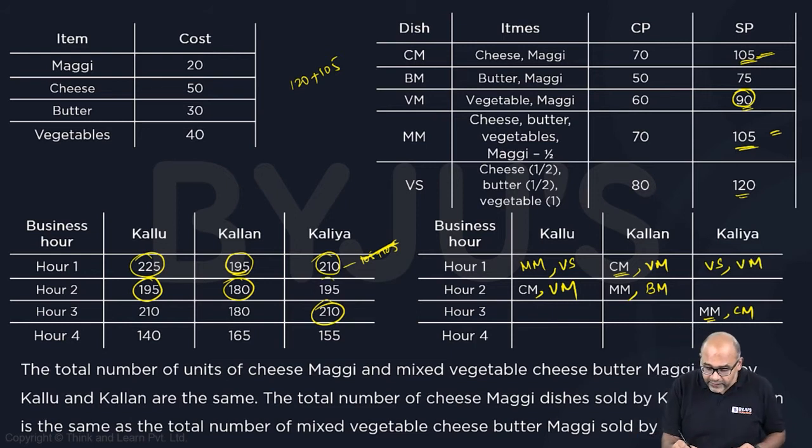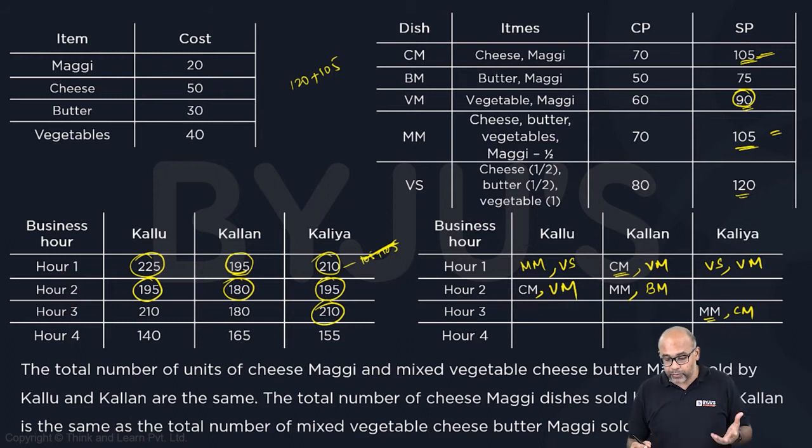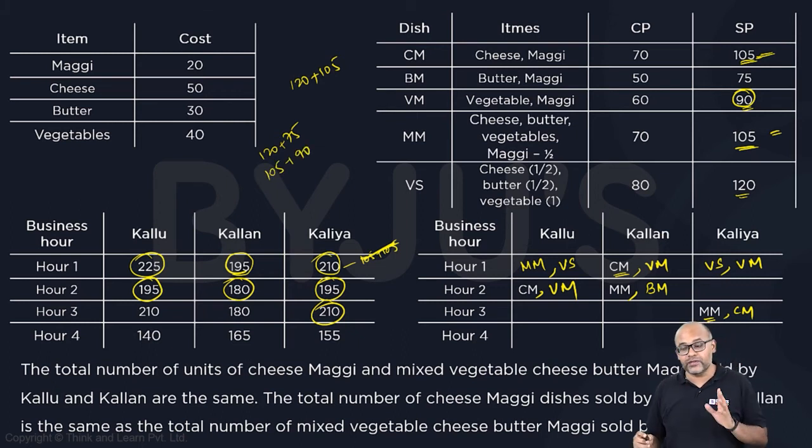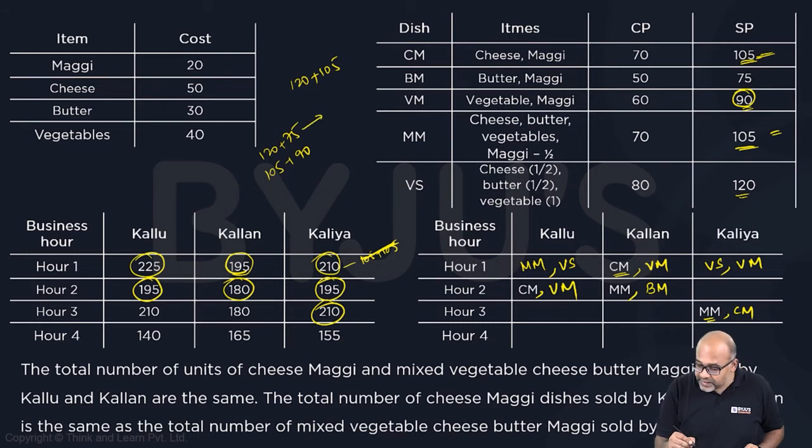And look at this 195. Again, this 195, what are the possibilities? I can have 195 as 120 plus 75 is one possibility. What else is 195? Yeah, I can have 105 plus 90. These are the two ways in which I can get 195. Now remember, 120 plus 75 means it is VS plus 75 is BM, whereas 105 plus 90 means VM plus, now the 105 can be cheese Maggi or one of these two.